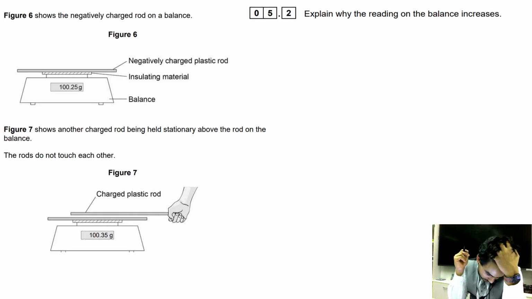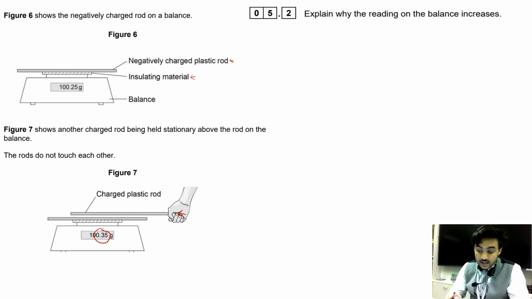So, figure 6 shows the negatively charged rod on a balance. There's the negatively charged rod. Here's some insulating material to stop the charge from flowing. And here's a mass balance which shows a reading of 100.25 grams. Figure 7 shows another charged rod being held stationary above the rod on the balance. So someone's holding another rod there. And remember, that rod is also charged. The rods don't touch each other. But what you notice is that the mass increases by 0.1 grams, but still increases.